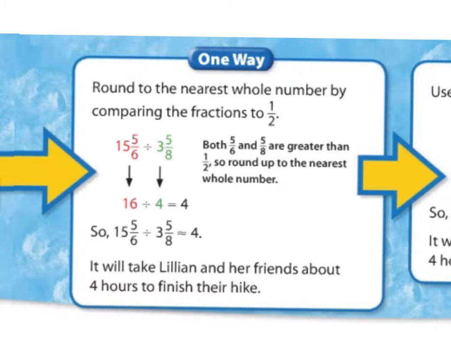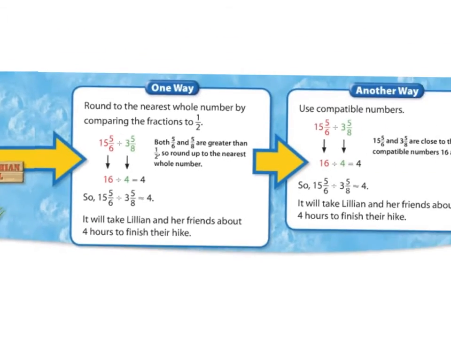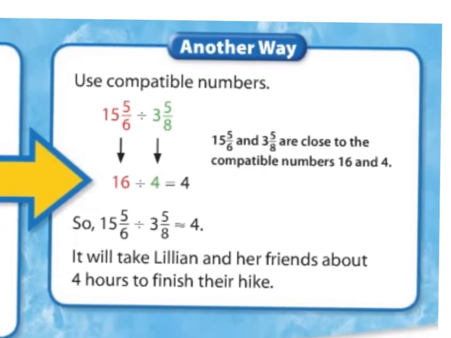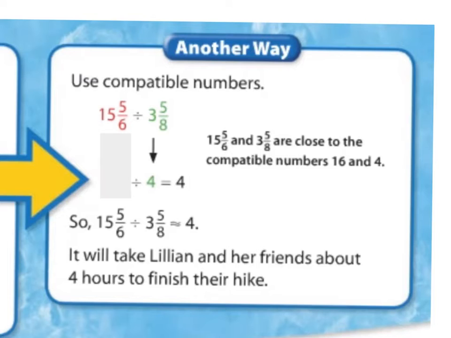Whenever you estimate, the squiggly equal sign means is about equal to, means you estimated. It will take Lillian and her friends about 4 hours to finish their hike. There's another way that we're going to really focus on today, and our problems will be done this way. I know that this way also gets the same answer as the last way, but it's what numbers we're going to look at that's a difference.